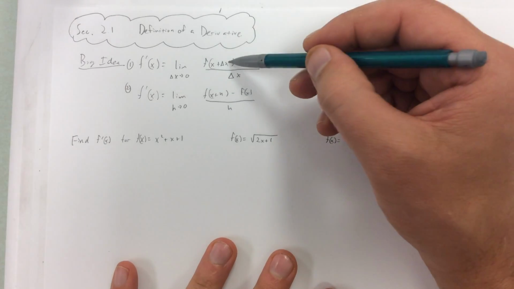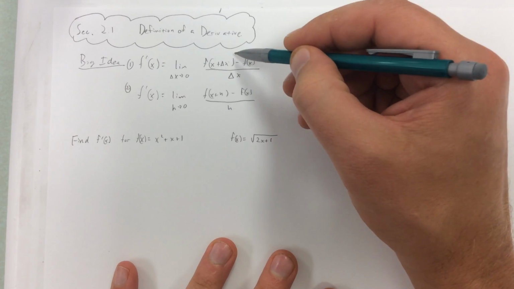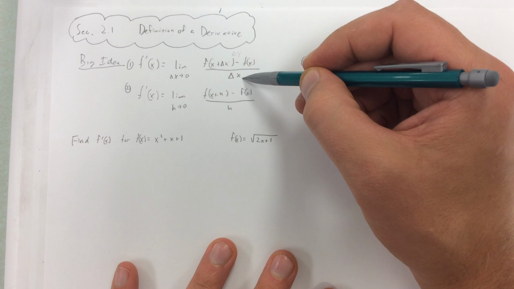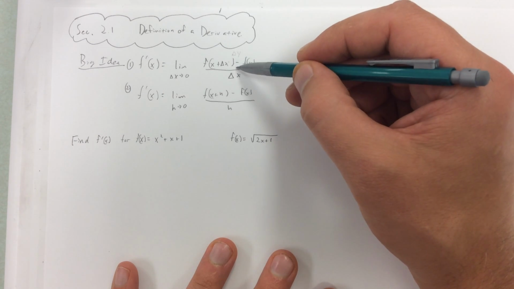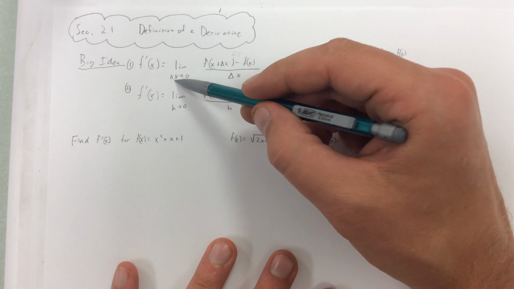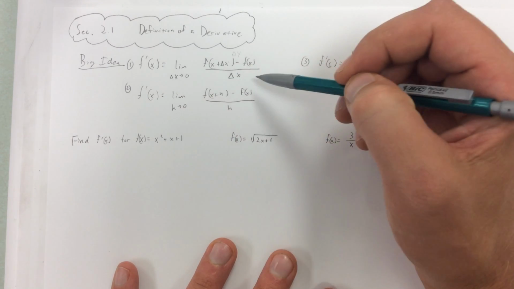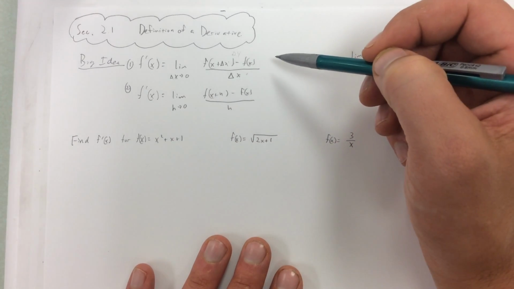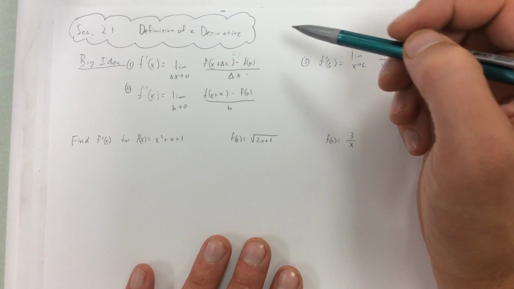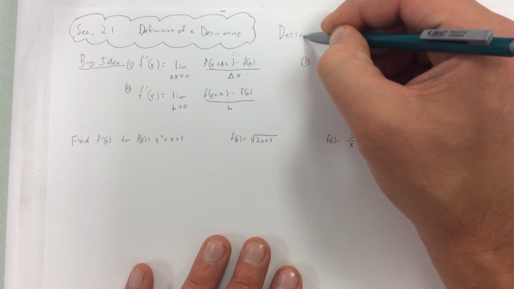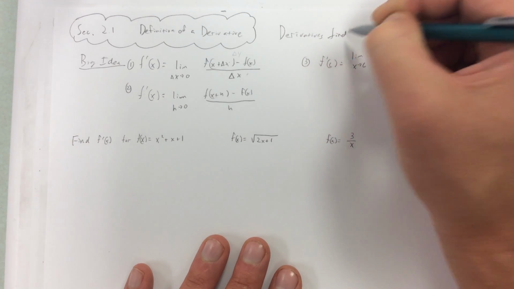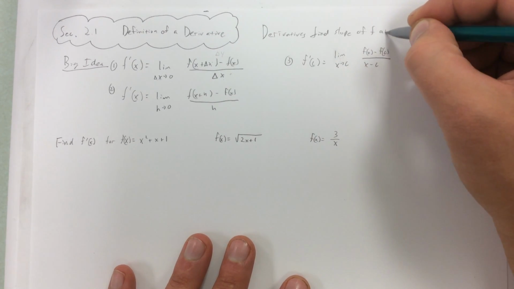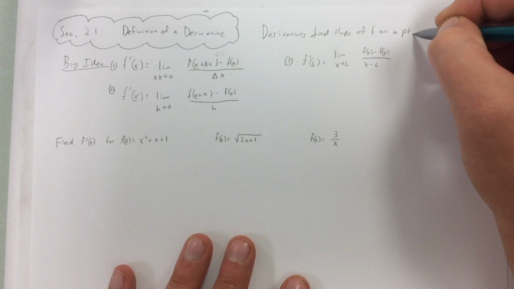This is just slope. This is basically the change in y over the change in x. Okay? This is change in y values for 2 points close together. This is change in x values. And we're going to make the distance between those points get really, really small. So this right here is really just the slope function. That's all derivatives do. They find the slope of a function. Find the slope of f at a point.